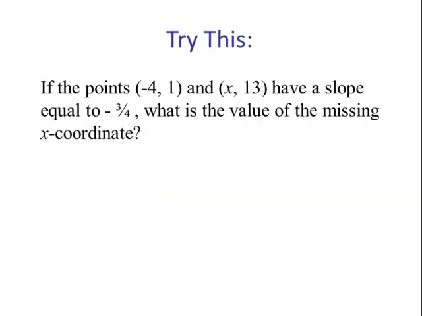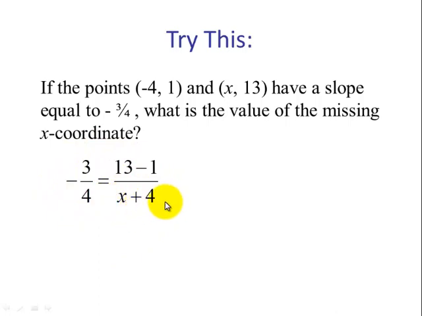Let's try this problem. If the points (-4, 1) and (x, 13) have a slope equal to -3/4, what is the value of the missing x coordinate? Well, let's start with our formula. We know m equals y2 minus y1 over x2 minus x1. We know what the slope is. m is -3/4. This is our change in y, so 13 minus 1 over x minus -4, which becomes x plus 4. So we have an equation here with one variable, and we can solve this.